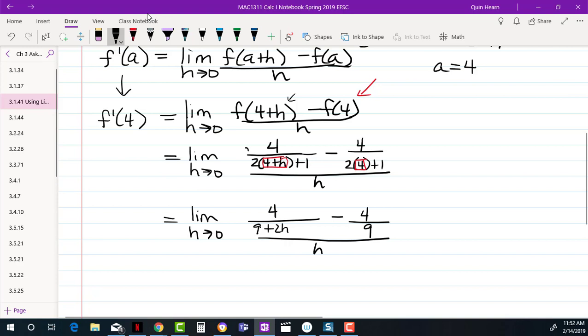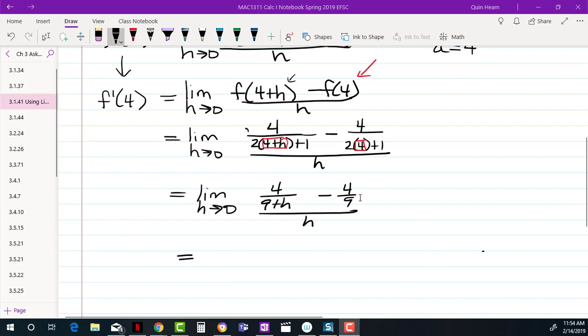In other words, if plugging in 0 is going to make this undefined, which it is because we have a denominator of h, then we can't just plug in. But we can solve that problem very easily by simplifying this complex fraction.